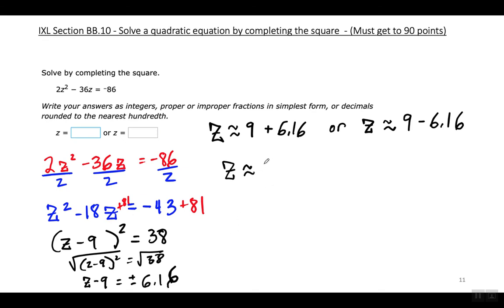So z is approximately 15.16, or z is approximately 2.84.